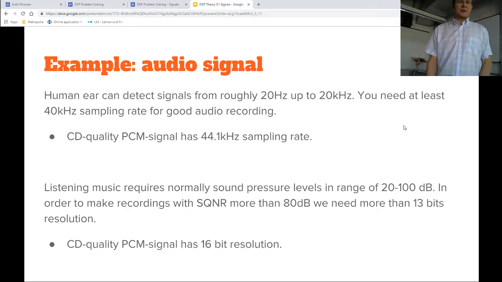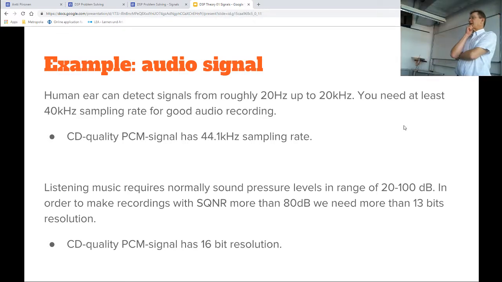Good. So, sampling again. The human ear actually detects roughly from 20 hertz to 20 kilohertz signals. To prevent aliasing, you need to have a sampling rate of at least 40 kilo samples per second. So that's why we have this historic 44.1 kilohertz sampling rate on so-called CD quality audio. Still a kind of industry standard.